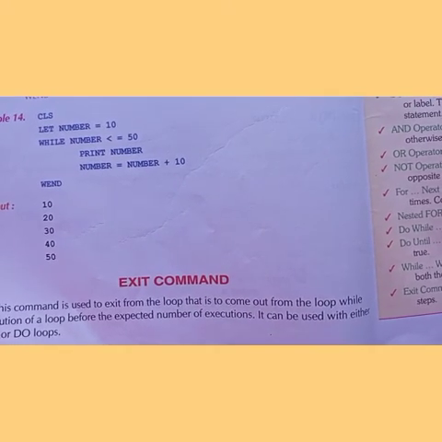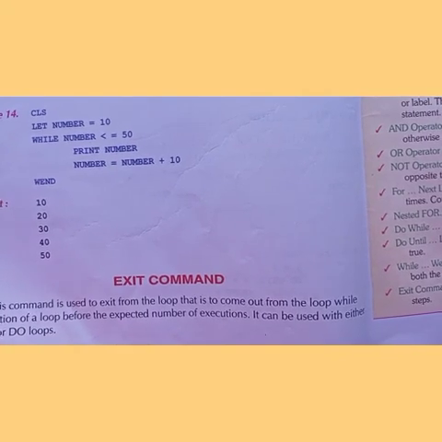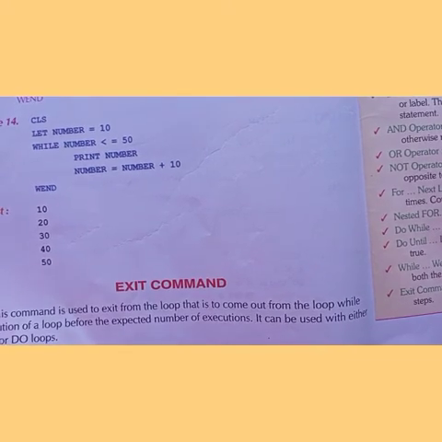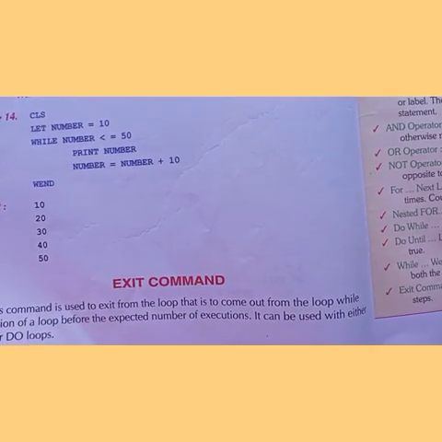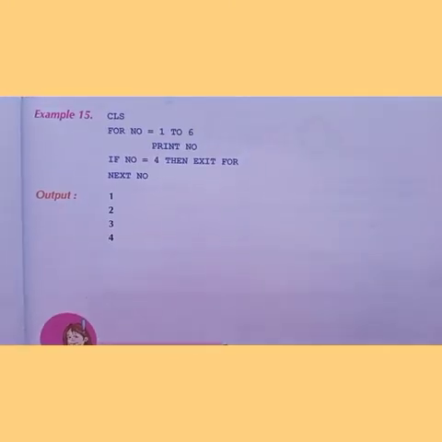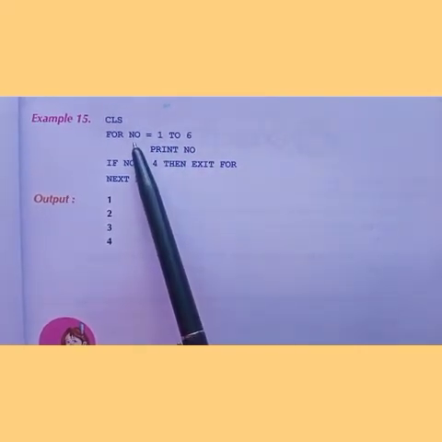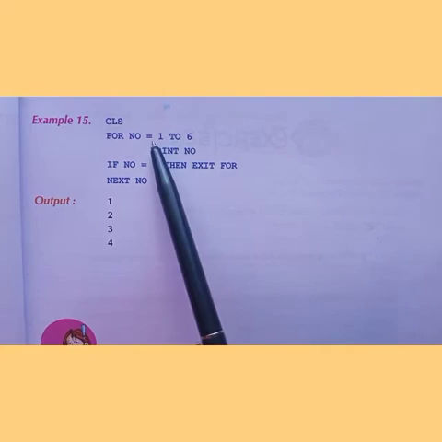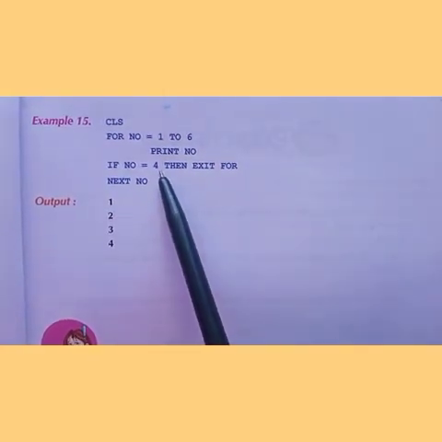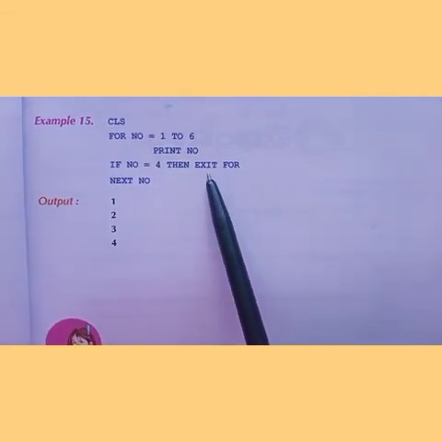When you need to end the execution of a loop, we will write the exit command, and it can be used with either for or do, any type of loop. You can see the example. Here in the example, it is written for number equals 1 to 6. We have taken a variable number and the values are 1 to 6. Print num. If num equals 4, that is, if the value of number has become 4, then exit for.